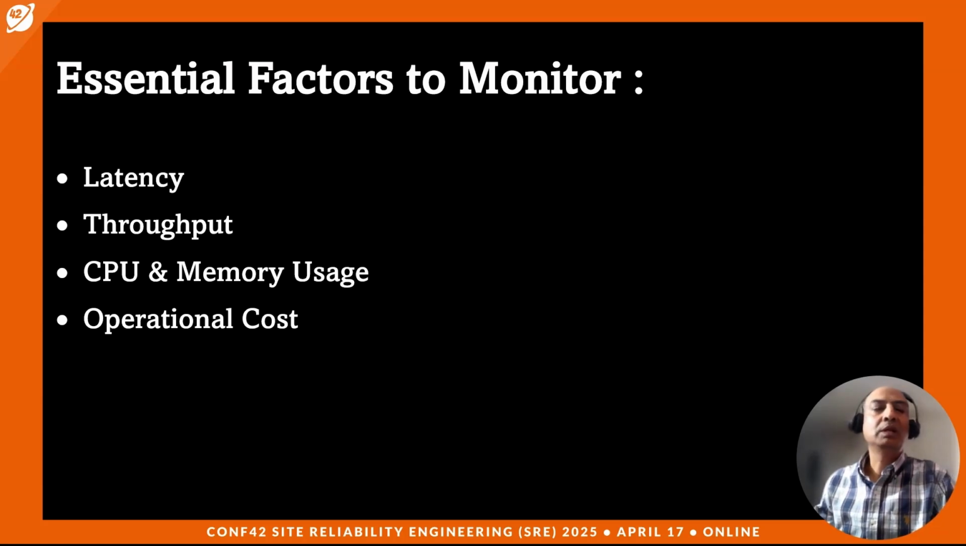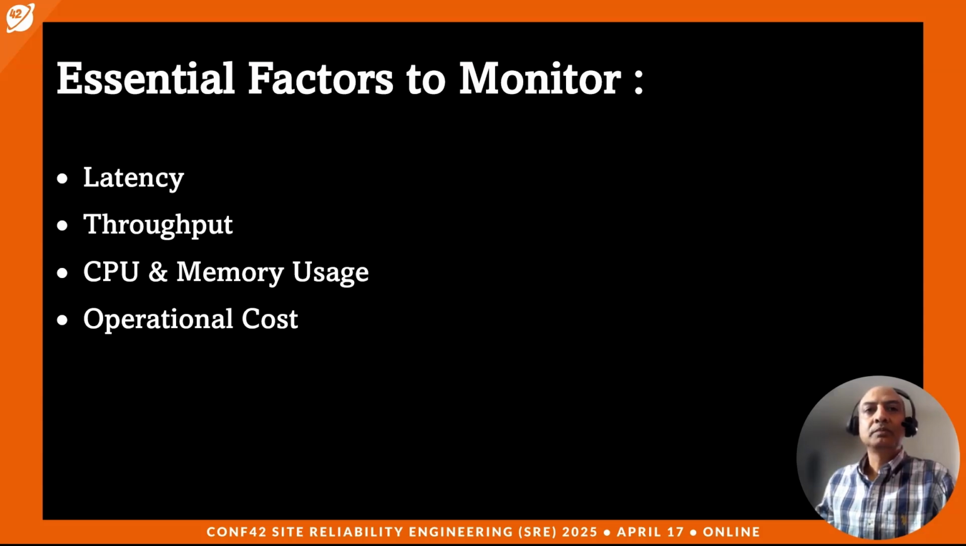Now let's talk about the essential factors to monitor: latency, throughput, CPU and memory usage, and operation cost. Let's go one by one. When it comes to monitoring, knowing what to measure is just as important as having the right tools. Let's walk through the four essential factors that need to be tracked. Number one, latency. This measures the time it takes for a system to respond to a request. High latency can frustrate users and signal system slowdown or backend issues.